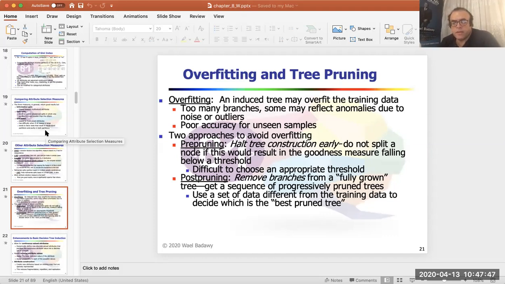Here there are two different concepts. One is overfitting. Overfitting means if I have a tree, which is a decision, and the decisions split too many times, it means I have too many decisions to make. If I make too many decisions like a human being, I can get confused, and once I get confused, I will have anomalies, noise, and outliers.